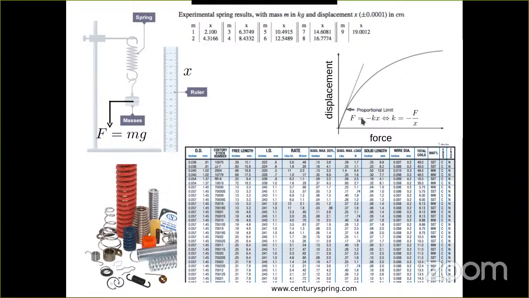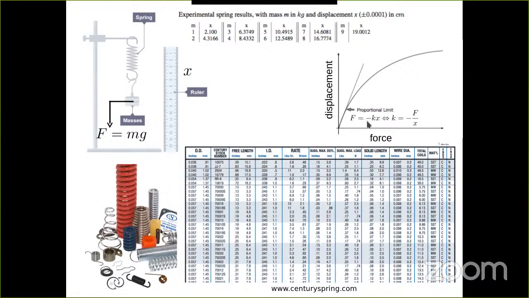And of course, in industry, people know this. If you go to centuryspring.com, for example, or if you order the catalog, the hundreds of pages of catalog, they sell lots and lots of different springs. You will notice that there is a catalog number, there is the size, there is the free length, which is, if there's no force applied, what is its length in inches and millimeter.